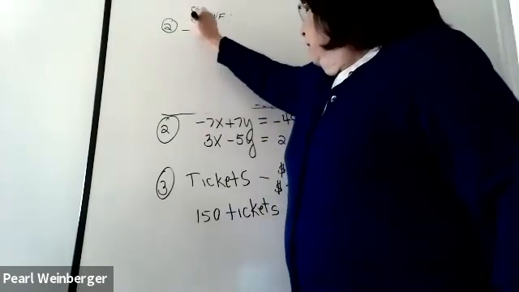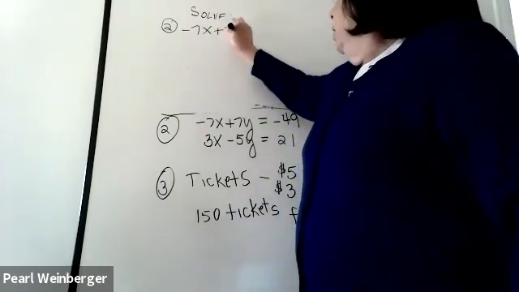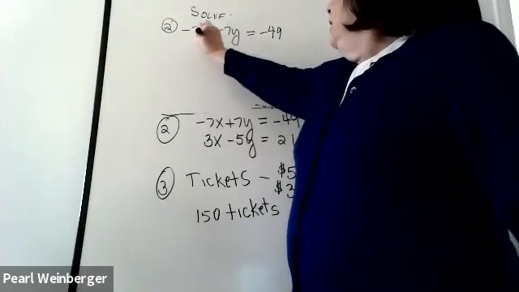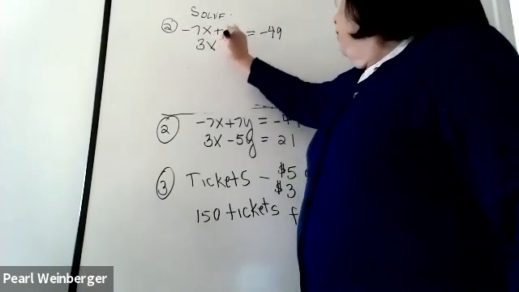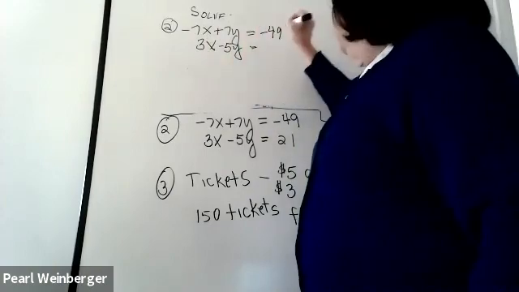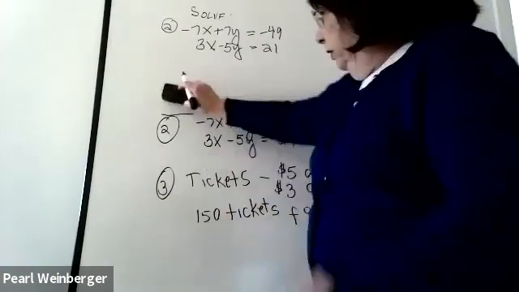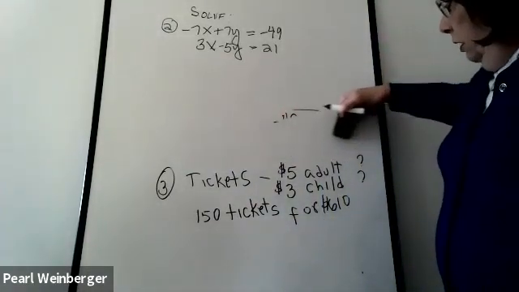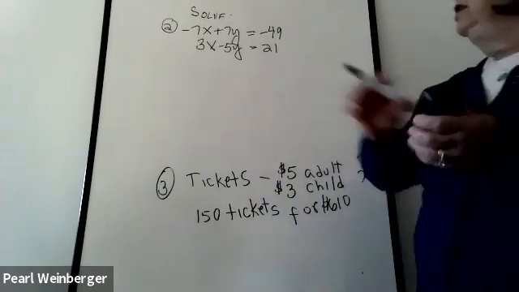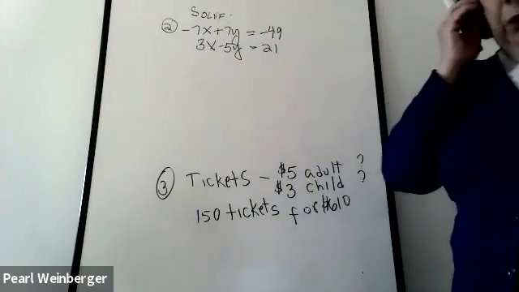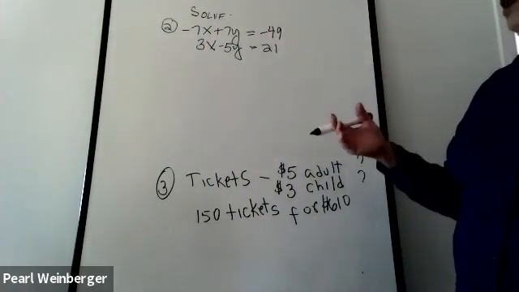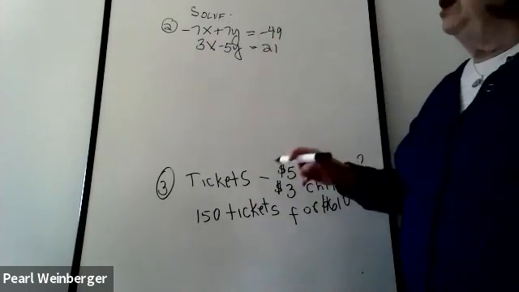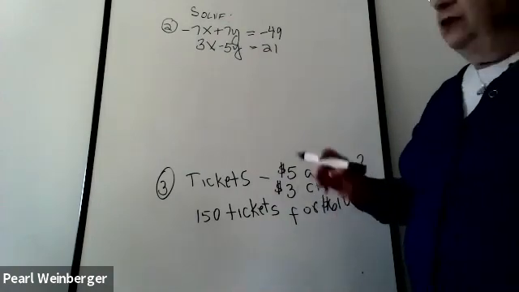Okay, so we have negative 7x plus 7y equals negative 49, and 3x minus 5y equals 21. I'm now erasing this so I have room for it. Each of these equations is what we call standard form, which means that we have the x's and the y's and they equal a number. And they're set up so I think I'm going to use the elimination method on this one.